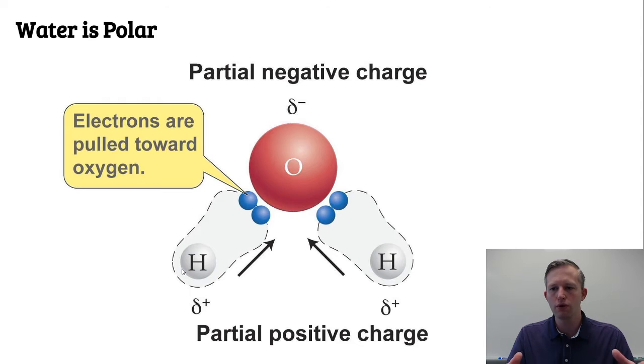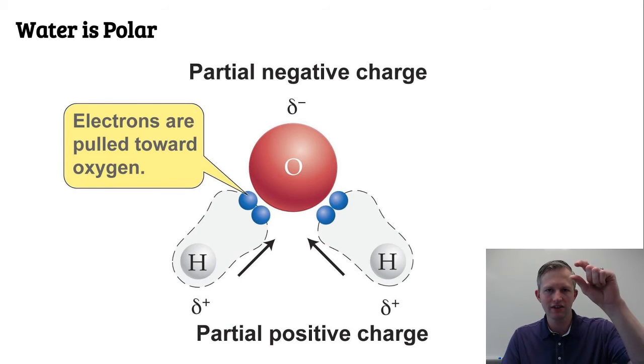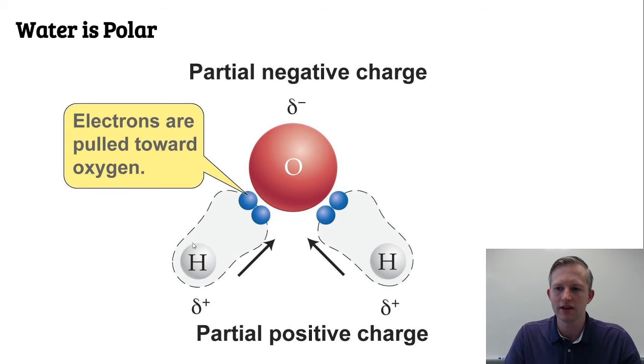So even though the whole thing is neutral, 10 electrons, 10 protons, it's not evenly distributed, those electrons. And so we have this slightly negative end and this slightly positive end. And that's ultimately the reason for every unique property that we see of water.